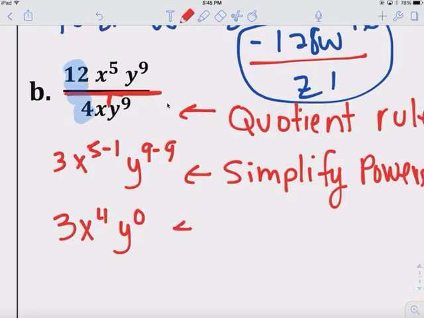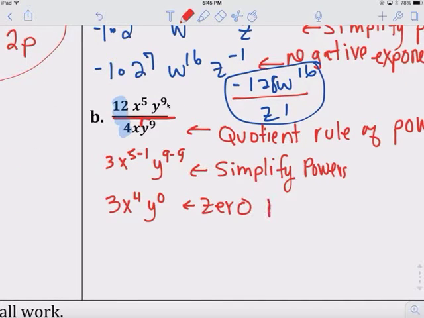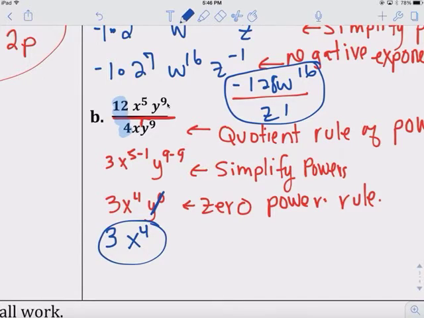And then we're going to do the zero exponent rule, the zero power rule. Say it all until we get it right. The zero power rule means anything to the 0 power is 1, and then 1 times 3 is 3, x to the 4th is your answer. Okay?